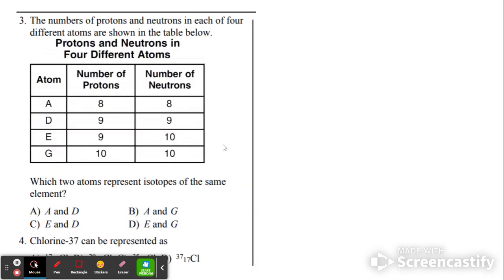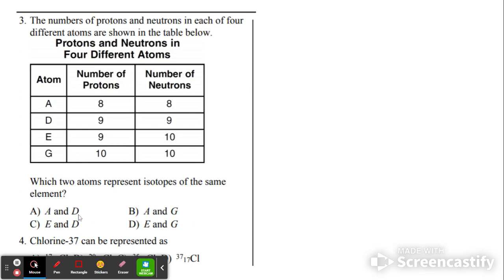Question 3. Which two atoms represent isotopes of the same element? Now, if they are the same element, the number of protons are the same. So by this rubric, we can tell that the answer must be C, atom D and E, because the number of protons are the same, but the number of neutrons are different, and this is the definition of an isotope.